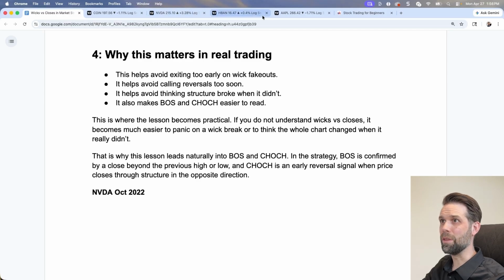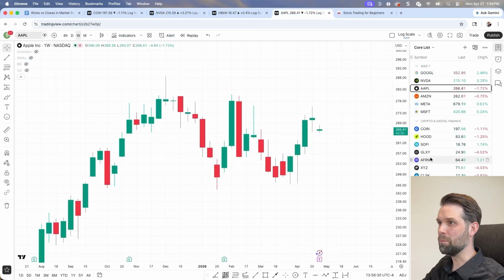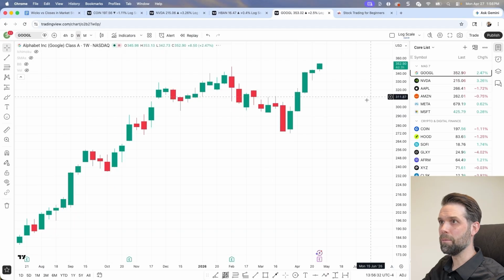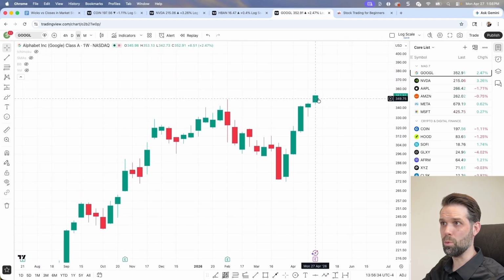So again, with that Google example, we can be bullish during the week, but we really want to see where this weekly candle closes.